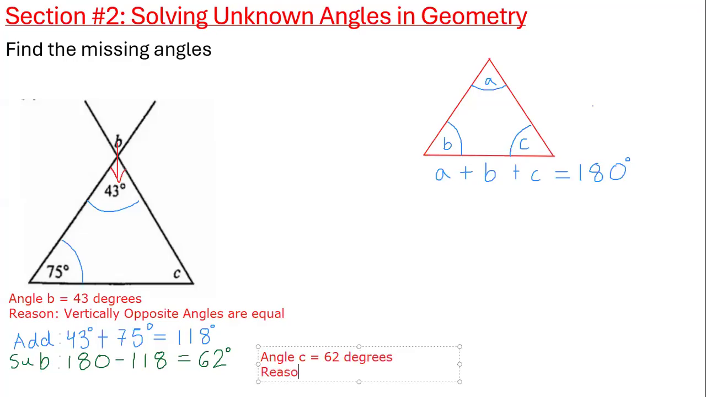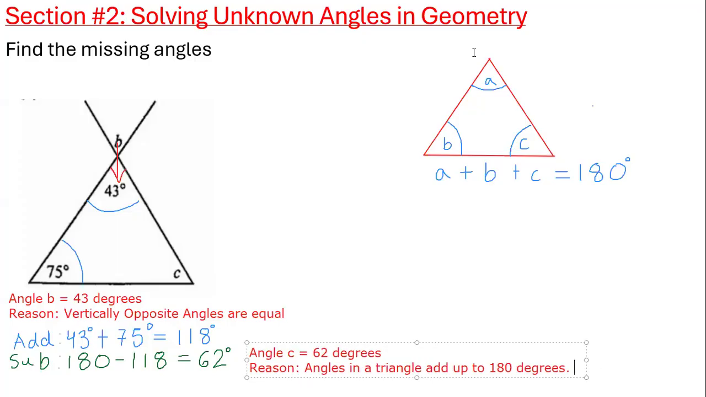Reason: angles in a triangle add up to 180 degrees. Mr. Petit, I don't like how you're changing up the words, you know. Angles in a triangle add up to 180 degrees. It's a new year, 2025.